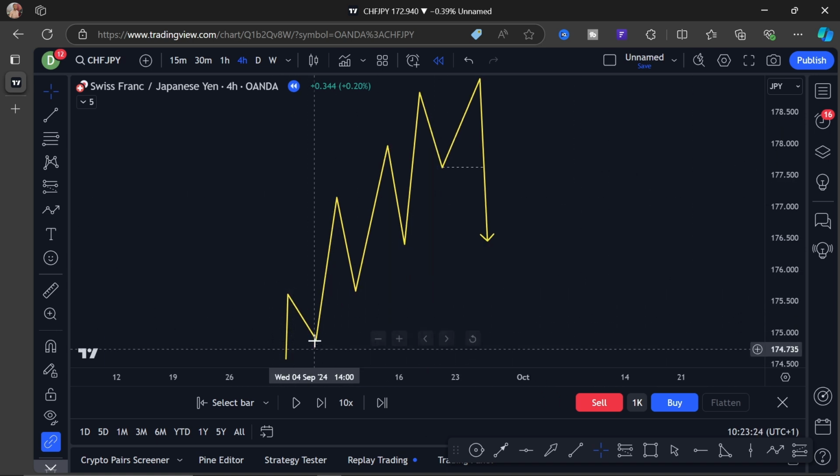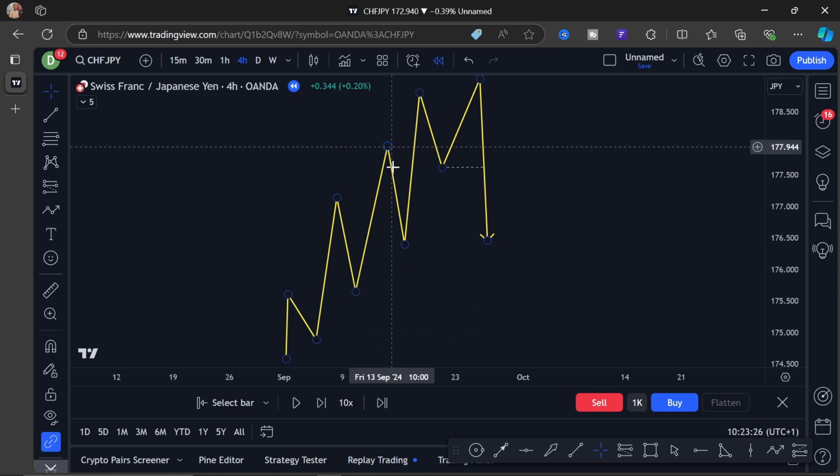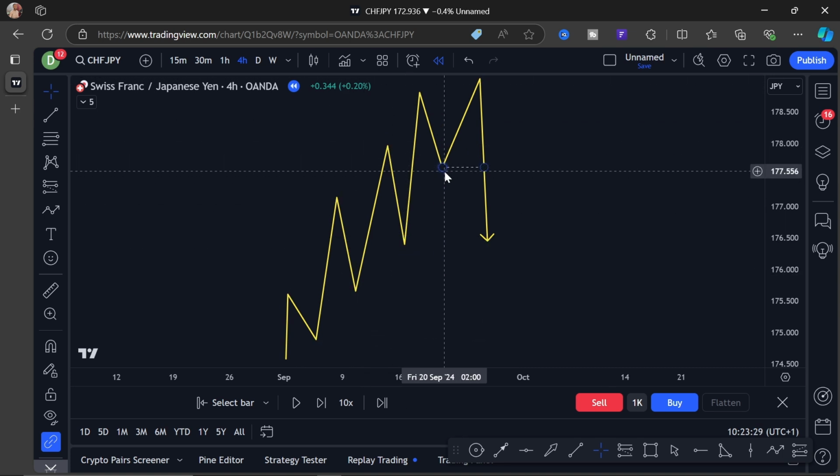Higher lows, higher highs, higher lows, higher highs, and then a higher low here. Now by the time the market sweeps out this first most clear higher low is when you know that the market has switched to the downside. So now your whole momentum changes to looking for selling opportunities.